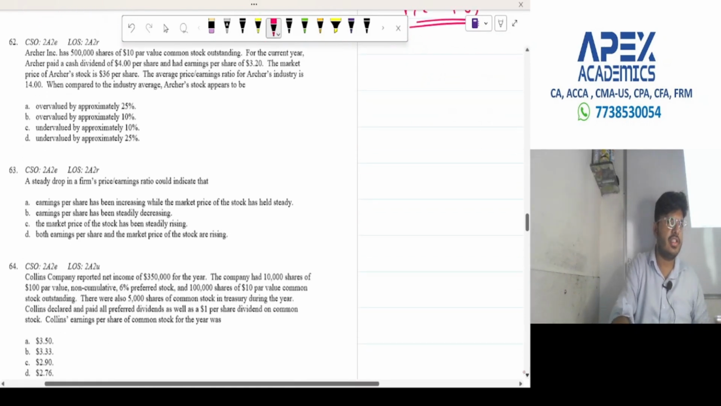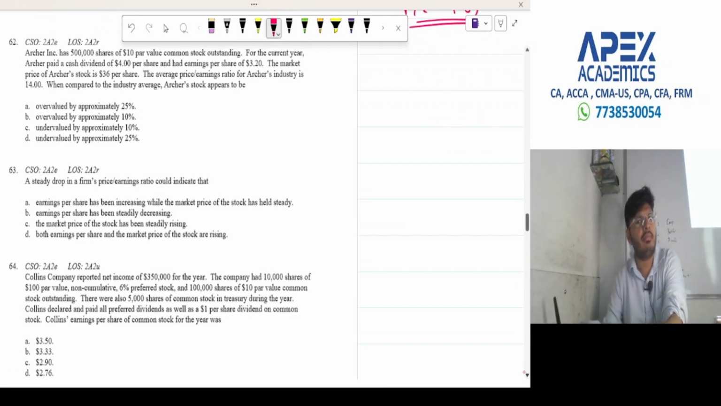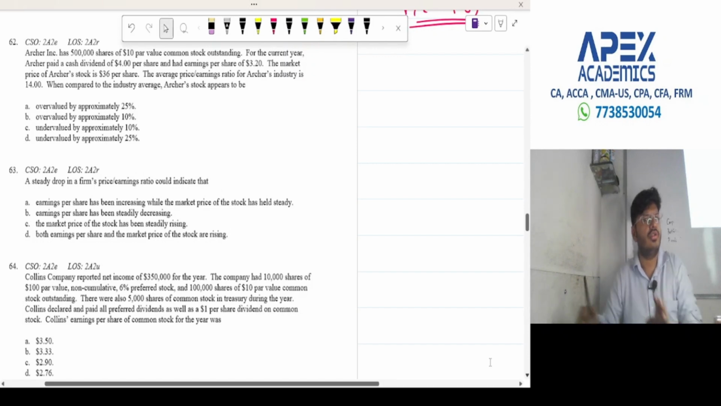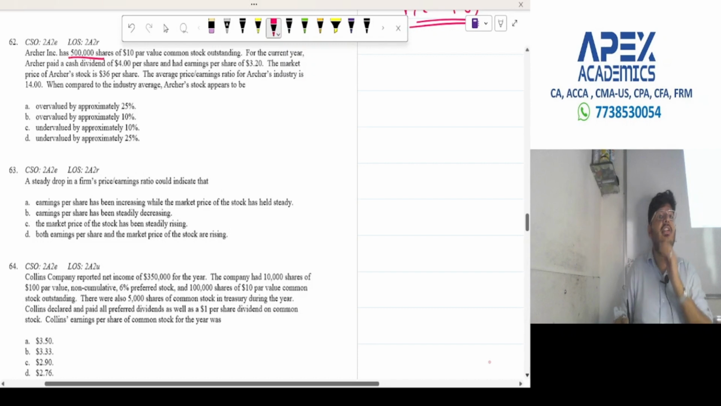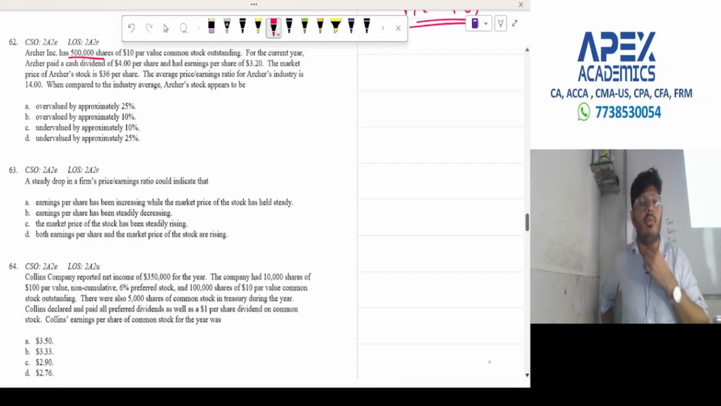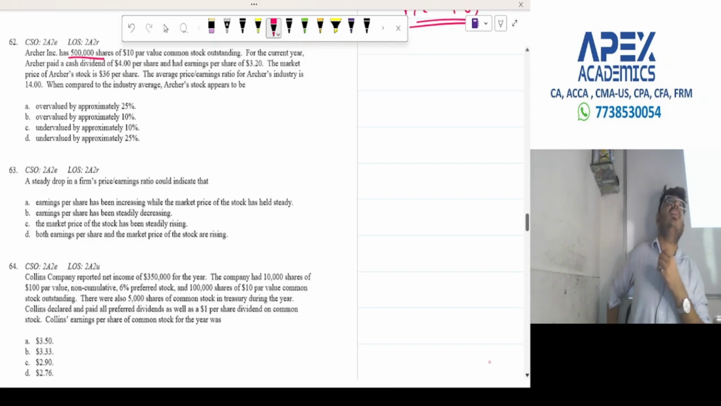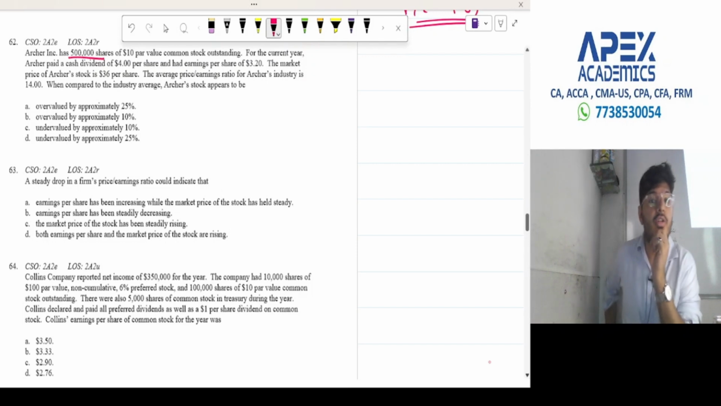Question number 62 says that Archer Incorporated has 50,000 shares of $10 par value common stock outstanding. कितने शेयर है इनके पास? 5 lakh शेयर है. I made a mistake in reading. 5 lakh shares of $10 par value common stock outstanding. AC चालू है ना? Okay. Common stock outstanding. For the current year, Archer paid a cash dividend of 4 per share and had an earnings per share of 3.2.